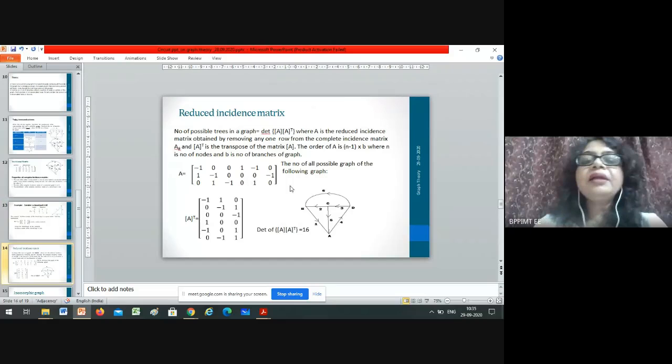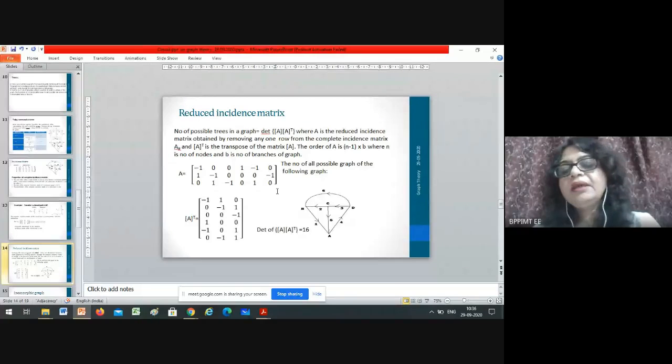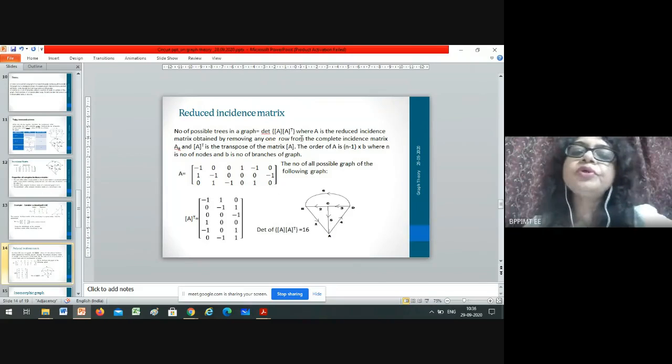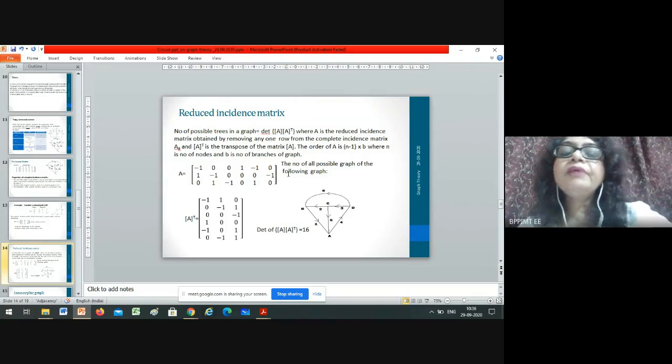Now, when there is a term complete incidence matrix, there will be another term called reduced incidence matrix. So what is the reduced incidence matrix? From a particular incidence matrix, if you omit any row, that is called the reduced incidence matrix. Then I told you in the previous class that I have to explain how many trees can be generated from a particular graph. So what is the formula? The determinant of A times A transpose will give the total number of trees that you can generate from a particular graph. What is A? A is the reduced incidence matrix. What is A transpose? The transpose of that reduced incidence matrix. The determinant of the multiplication of A and A transpose will give the number of trees.